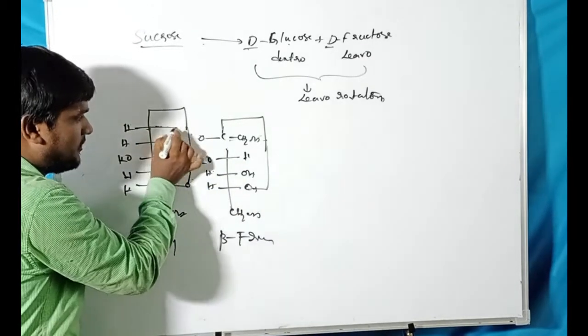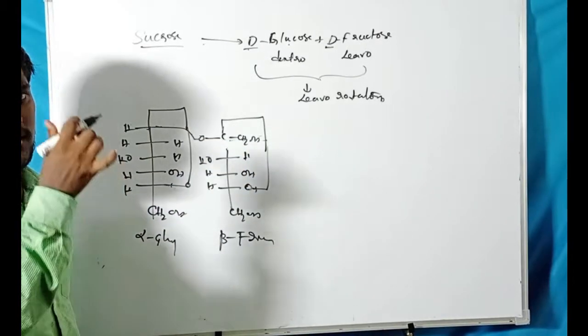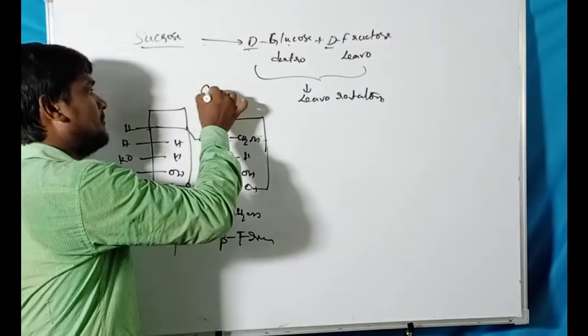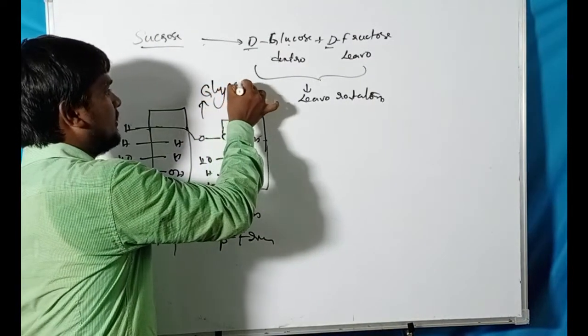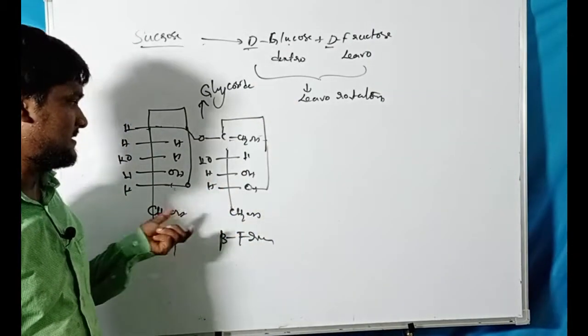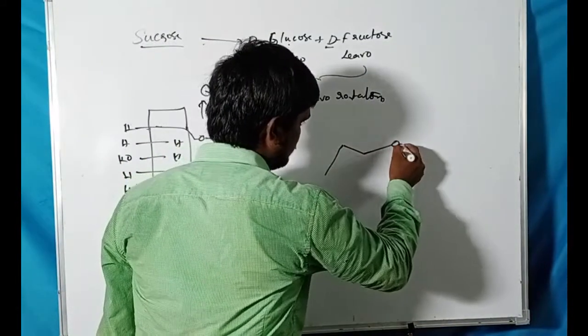These two undergo dehydration. It forms a new C-O-C bond, and that C-O-C bond is called a glycosidic bond. Now let us represent this molecule in our favorite cyclic chain model.